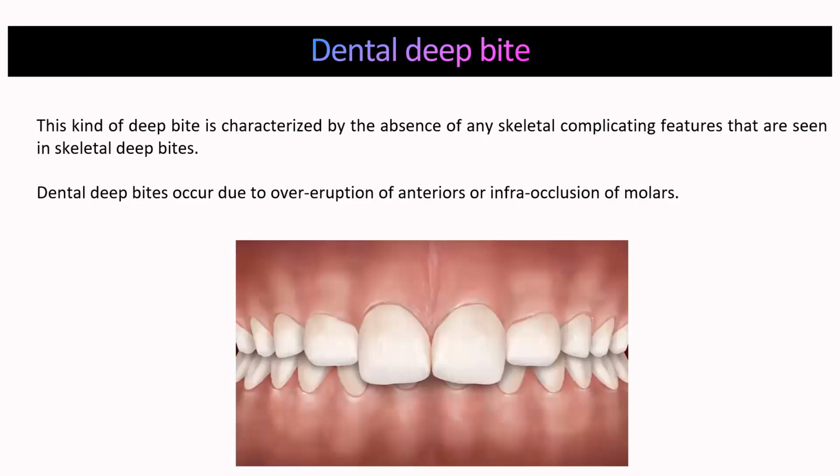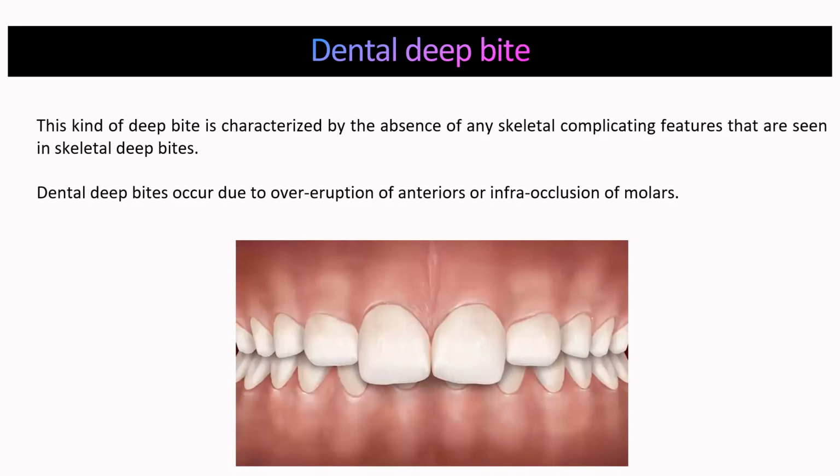Coming to dental deep bite. This kind of deep bite is characterized by the absence of any skeletal complicating features that are seen in skeletal deep bites. Dental deep bites occur due to over eruption of anteriors or infra-occlusion of molars. So dental deep bite is comparatively simpler.